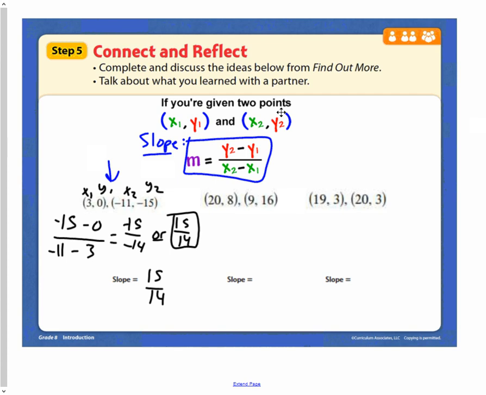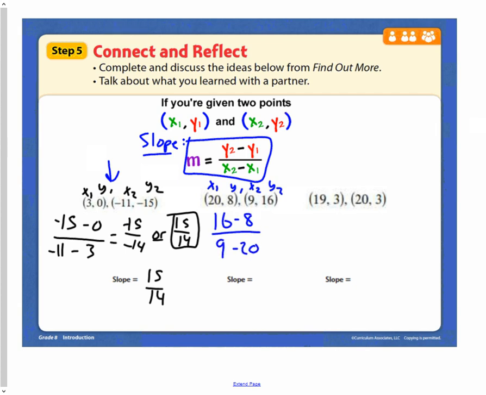All right, second one. Let's do the same formula, and let's label them right away. This is my x1, and this is my y1. This is my x2. This is my y2. So to find the slope, I'm going to do y2 minus y1 on the top. So that's 16 minus 8. Second y minus the first y. On the bottom, I'm going to do the second x minus the first x. So that would be 9 minus 20.